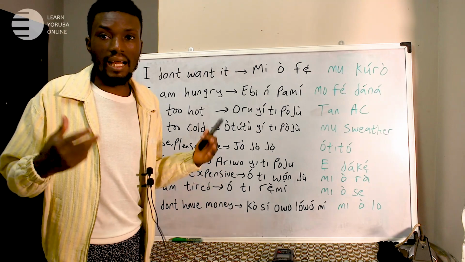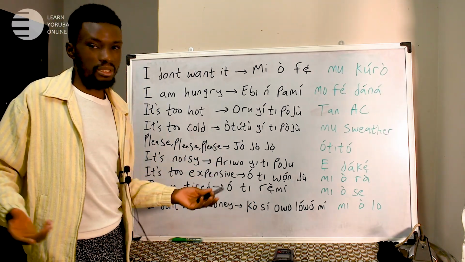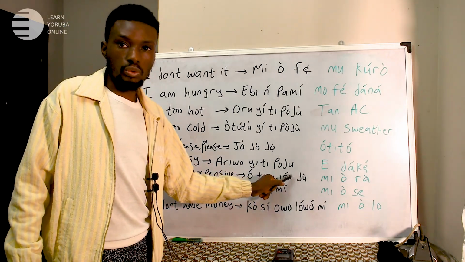And we also have it's noisy. Noise in Yoruba is ariwo. So you won't say it's noisy. So as I said, Yoruba is more descriptive. How do you get it's noisy in Yoruba? You can just say ariwo yi ti poju.